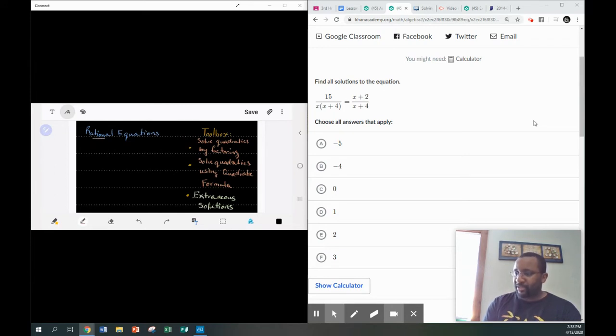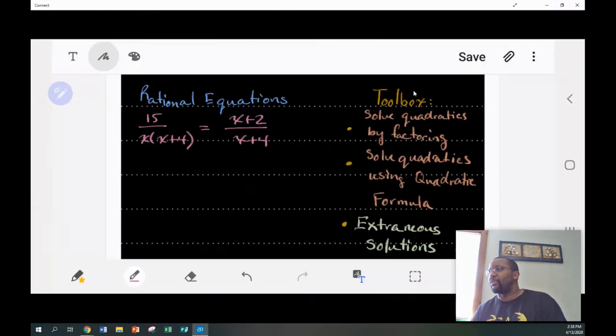They give us 15 divided by x times x plus 4. And then on the other side, we have x plus 2 divided by x plus 4. So that comes from that problem right there. And I'm just going to go ahead and go big on this screen. It's much easier for you guys to see.